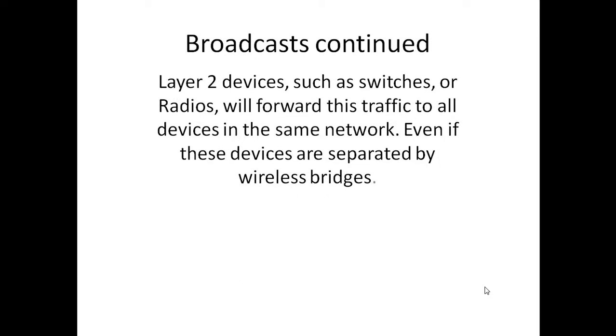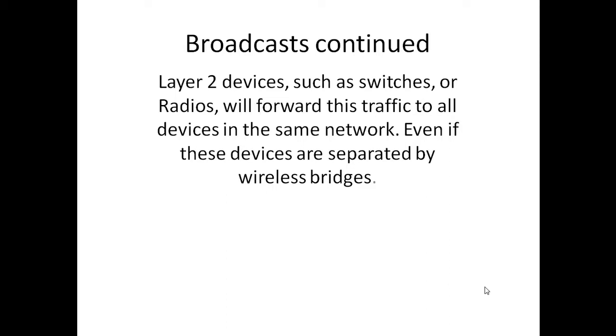Now, layer 2 devices like switches or radios will forward broadcasts to every device in the network, even if they're separated by a bridge. What does that mean? That means on a large flat network, even with point-to-multipoint radios, somebody on one side of that network can broadcast, and it can go all the way to the other side across those radios. Radios, access points, and switches are all layer 2 devices.